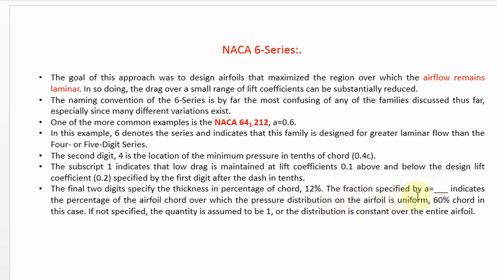The fraction specified by A equal to 0.6 indicates the percentage of the aerofoil chord over which the pressure distribution on the aerofoil is uniform. That is, here you mention 0.6, that is 60%. Suppose the value is not mentioned, you can take it as 1. That is what the numbering system is saying to us. If the A value is mentioned, you take that particular value, otherwise you consider the A value to be 1.